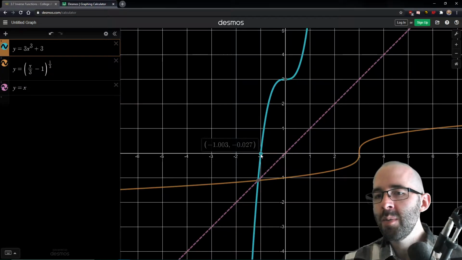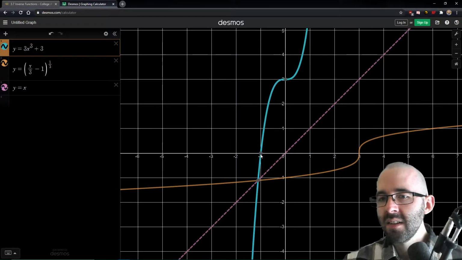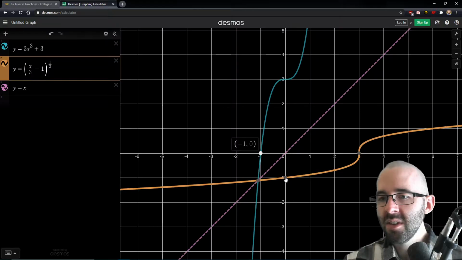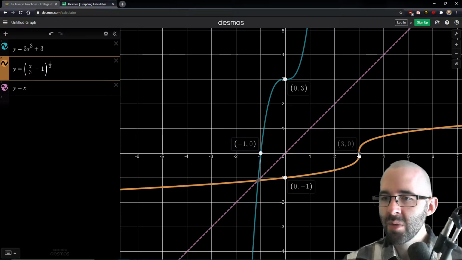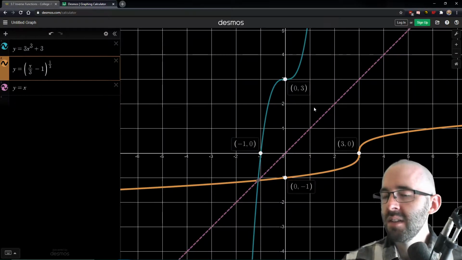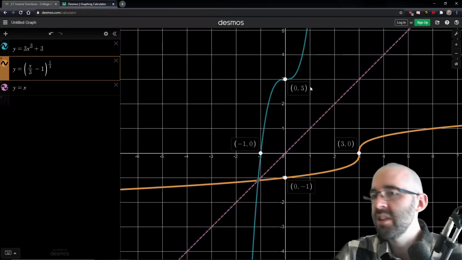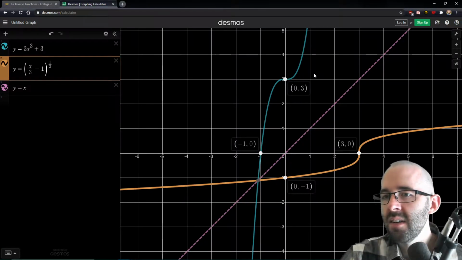And again, any point we pick here, -1, 0, we have 0, -1. 0, 3, we got 3, 0. We just switched the x's and the y's to get from one point on the graph to the other. That's visually and graphically what inverse functions are.